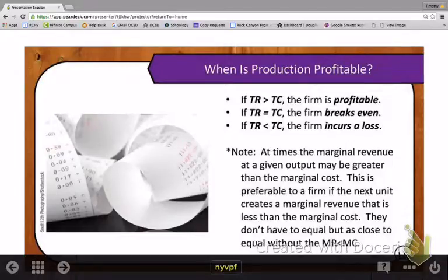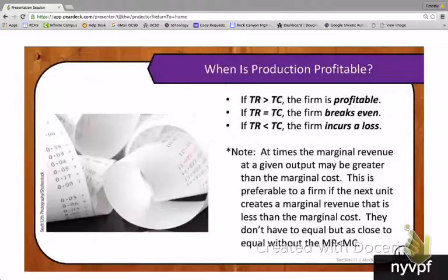So when is production profitable? Well, if total revenue is greater than total cost, the firm is profitable. If total revenue equals total cost, the firm breaks even. If total revenue is less than total cost, the firm incurs an economic loss. Now, remember, at times, the marginal revenue at a given output may be greater than the marginal cost. This is preferable to a firm if the next unit creates a marginal revenue that is less than the marginal cost. They don't have to be equal, but it is close to equal without the marginal revenue being less than the marginal cost.